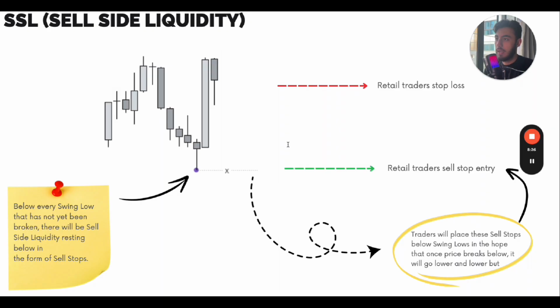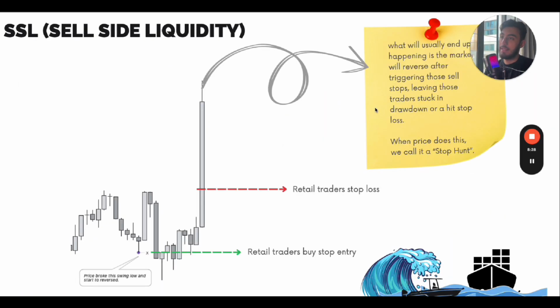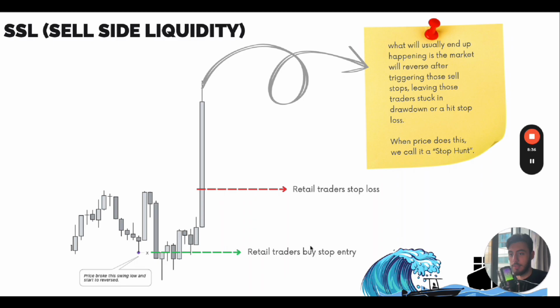So now let's dive into the next one, the sell side liquidity. What we're going to see here is that price broke this swing low and started to reverse. Okay, I'm going to move my webcam here. What we can see is that price activated them, gave them a little profit, and started to reverse. Just take a look at how price took the liquidity here. What usually ends up happening in the market is that it will reverse after triggering those sell stops, leaving those traders stuck and drawing down on their stop loss.